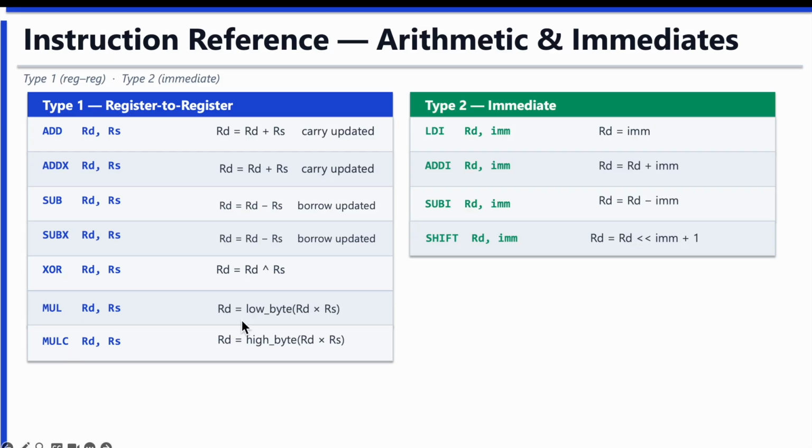One calculates the lower bytes, the last 8 bits, and the other one calculates the carry high bits, the first 8 bits. So by running 2 multiplication functions, we're able to store the full multiplication result in 2 separate registers.